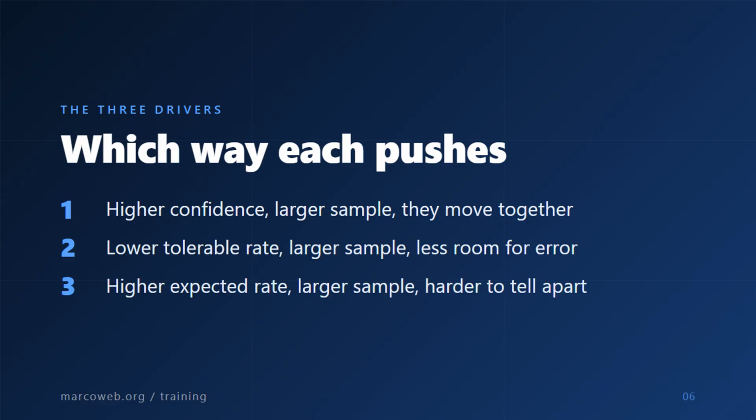And expected deviation rate. This is the rate you anticipate finding, based on prior audits or the control environment. A higher expected rate means you need more evidence to distinguish an acceptable control from an unacceptable one, so the sample grows. Expected rate and sample size move together.